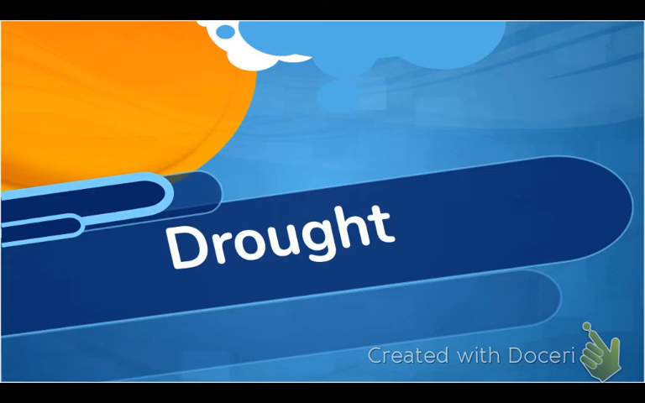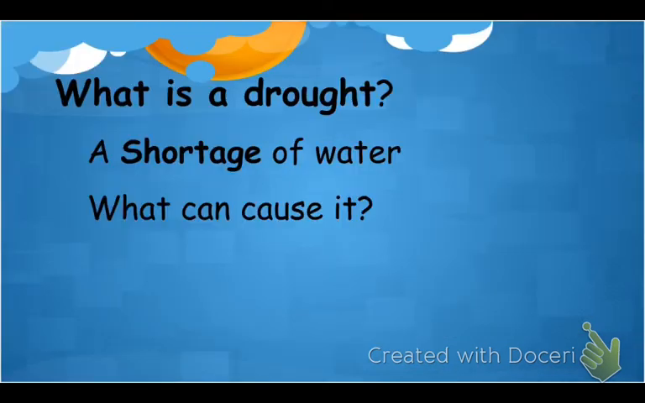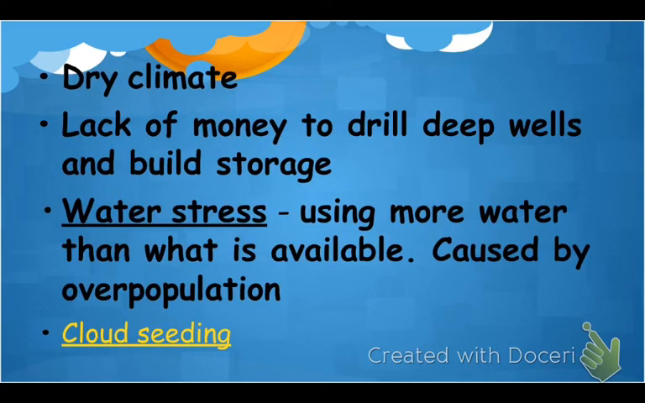Okay, so the opposite of a flood is when you have a drought. A flood is when you have too much water coming in all at once. A drought is when you don't have enough water. So we typically call it a shortage of water. There's two things that can cause a drought. One, it could be because you don't have enough rain, so that would be a dry climate. You haven't gotten enough rain in the area to meet the water needs that you have.